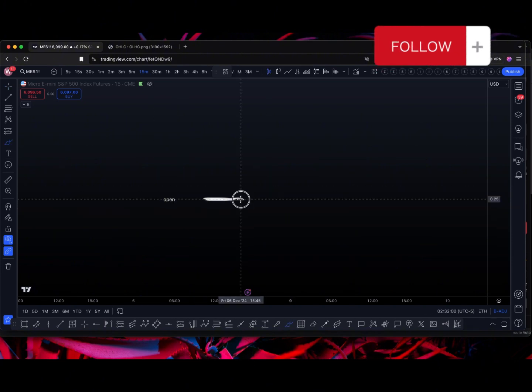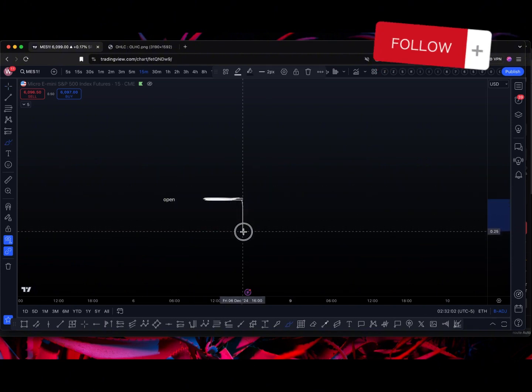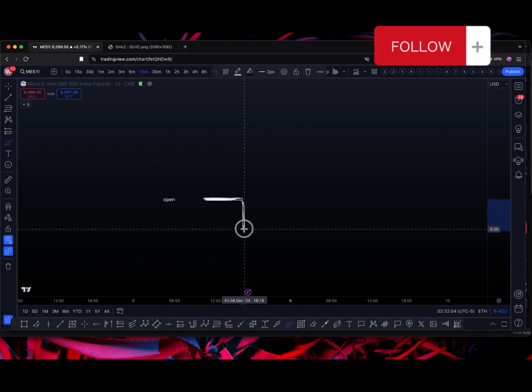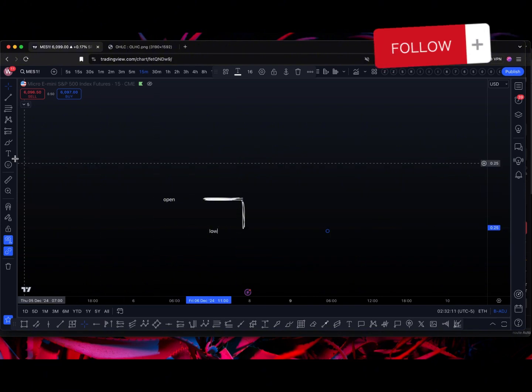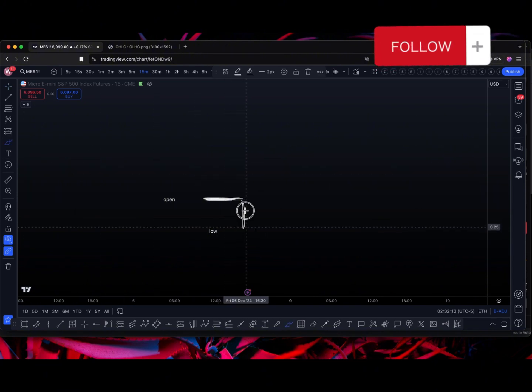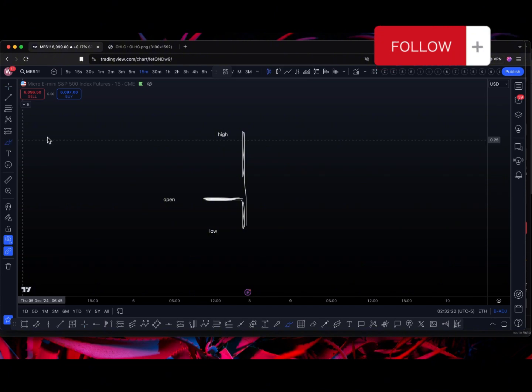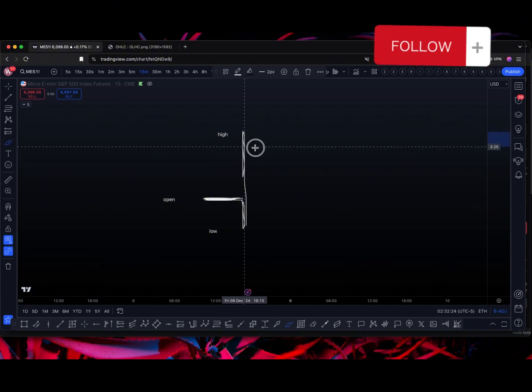Then, if it's bullish, it's going to create a low. It's going to come down and create a low. Then it will go up and create a high. Then end up closing here.